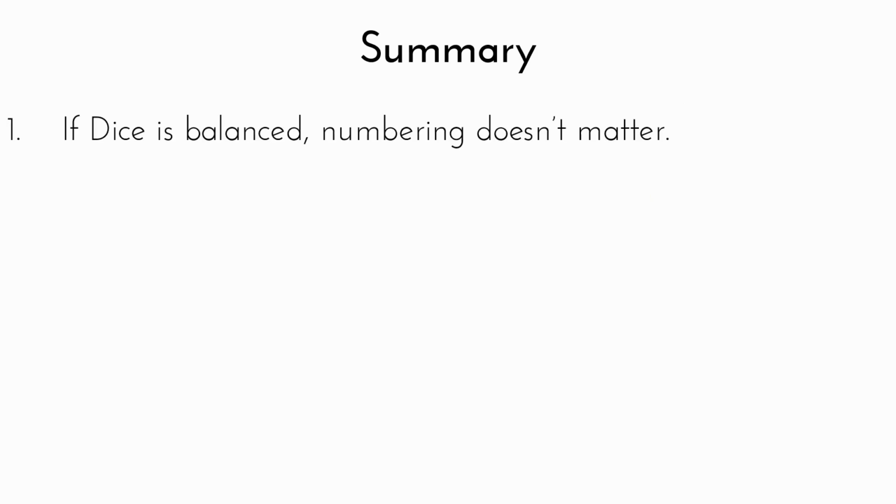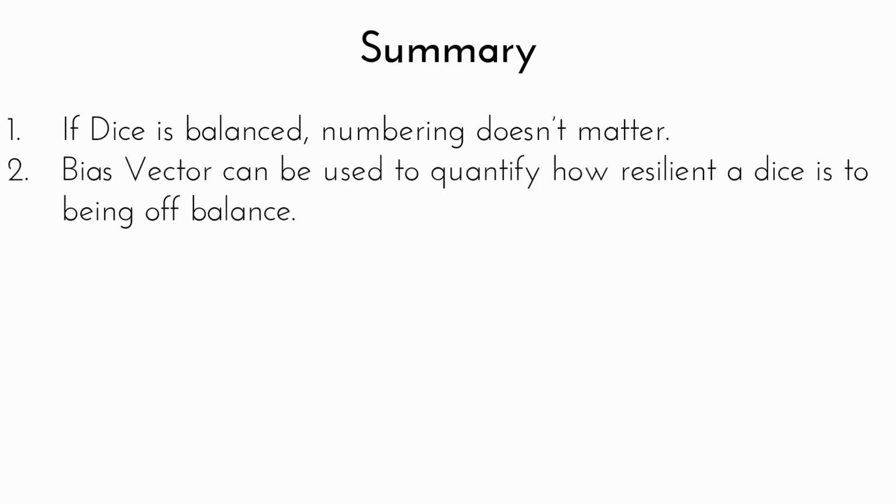Okay, so, wrapping this up, what have we learned? First, if your dice is perfectly balanced, then the numbering does not matter at all. Second, if your dice is off balance, then the numbering does matter, and the scale of the issue can be quantified by looking at the bias vector, found by adding together all the value-scaled face vectors. A smaller magnitude bias vector is better, as it makes your dice more resilient to being unbalanced.